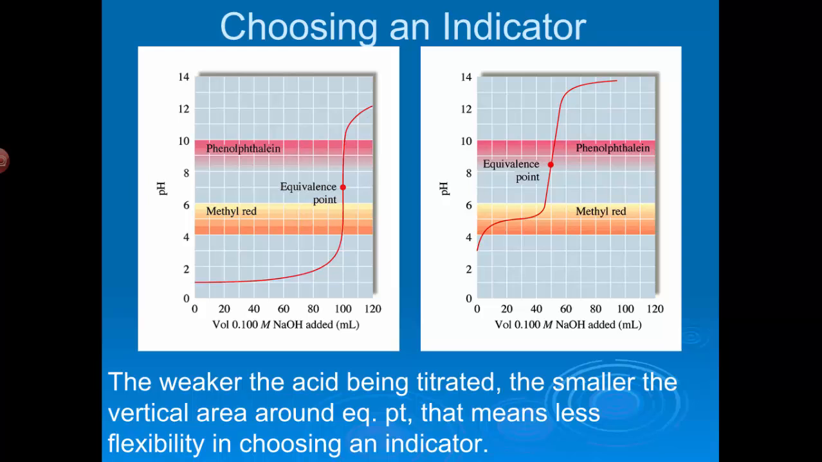Because your pH changes so quickly with just a drop added of your base, phenolphthalein's color is going to transform very quickly from colorless to pink, or methyl red from red to sort of a light orangey color. So for strong acid, strong base, you've got a nice big area. For a weaker acid, though, you've got a much smaller area for that change to occur. And so you might have to be a little bit more judicious in choosing which indicator you're likely to use.